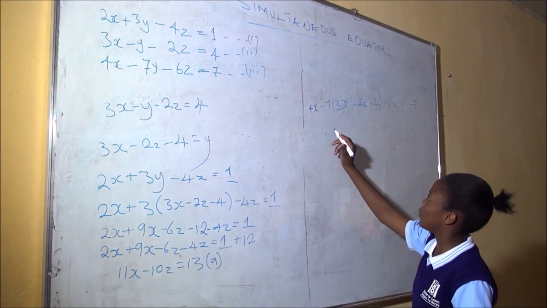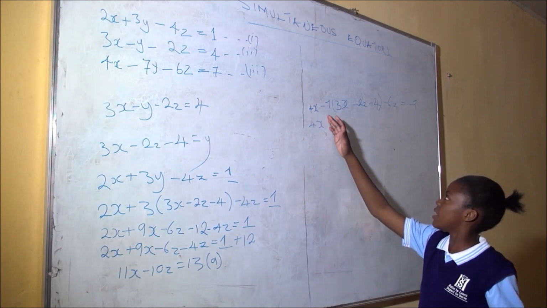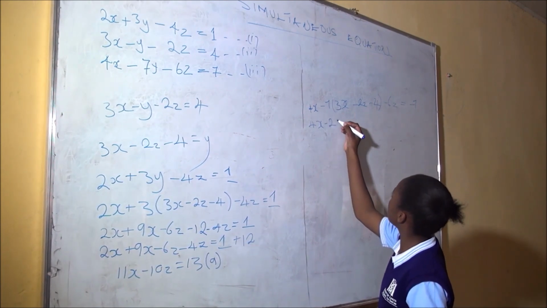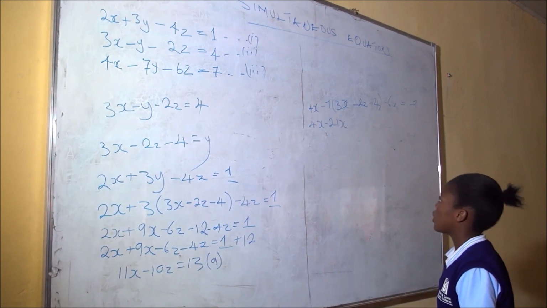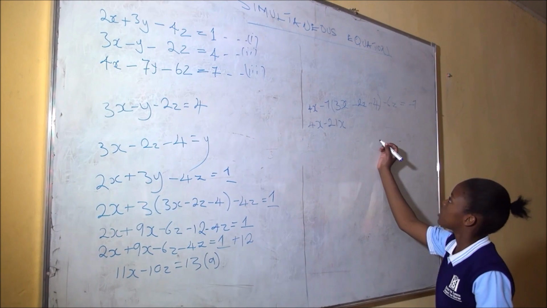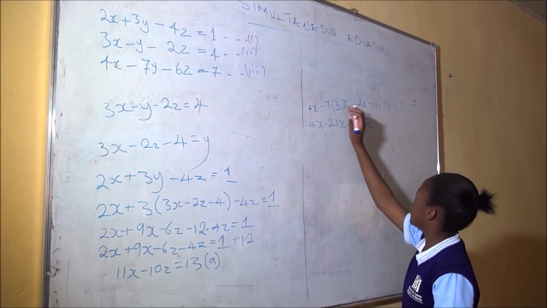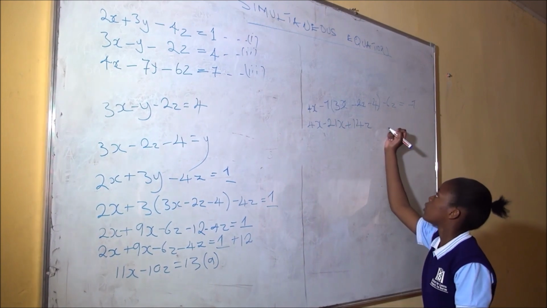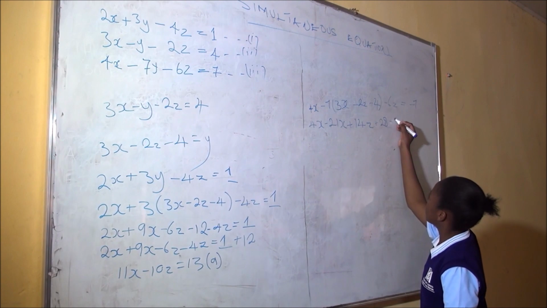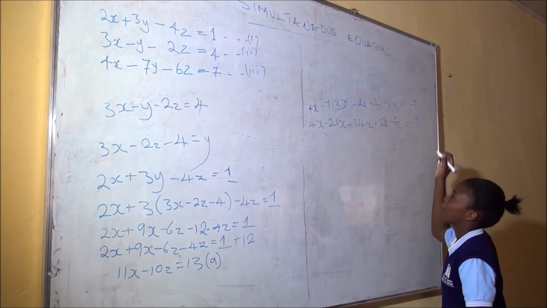So here we're going to do 4x. So we're going to do negative 7 times 3x, which is going to give us negative 21x. Then here we're going to do negative 7 times negative 2z, which is going to give us positive 14z. And negative 7 times negative 4, which is going to give us positive 28. Minus 6z, which is equal to negative 7.